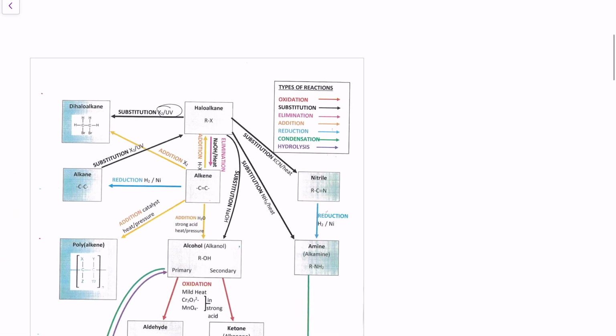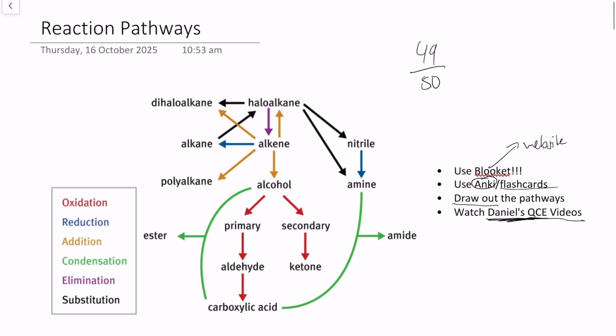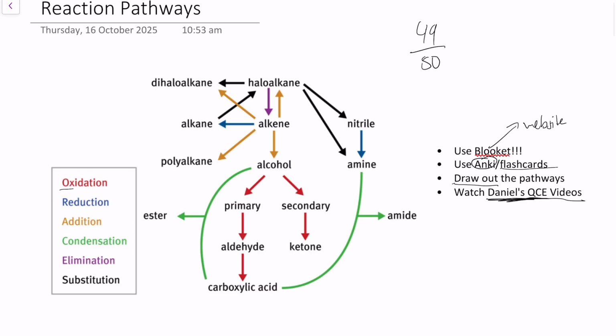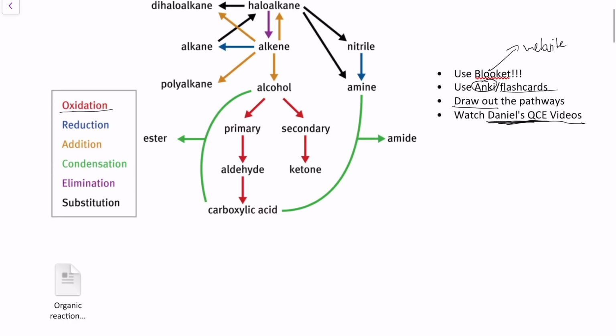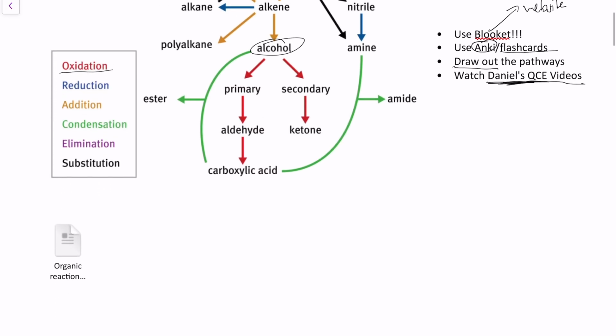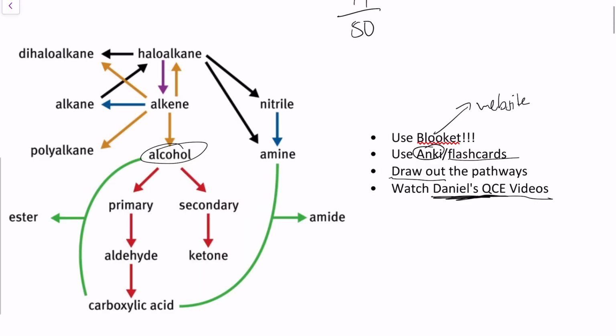Okay, so I might just walk through the reaction pathways. The easiest I find to learn first is oxidation, because it's pretty much just from an alcohol origin. We have our primary and secondary alcohol types, and make sure, again, you really draw out those pathways.